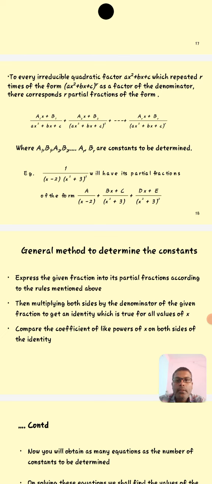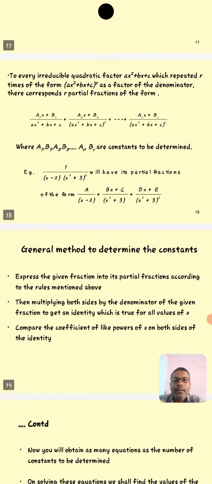So now we see the example: 1 by (x minus 2) into (x square plus 3) whole square will have its partial fractions. You see in this example, in the denominator part, x minus 2 is what? Linear factor. That is also called a non-repeated linear factor. Here that factor is not repeated, only one time is there. And again one is (x square plus 3) whole square. X square plus 3, this is what? This is a quadratic factor. But here the quadratic factor is repeated, (x square plus 3) whole to the power of 2. So whenever a quadratic factor is repeated, how can you write the format?